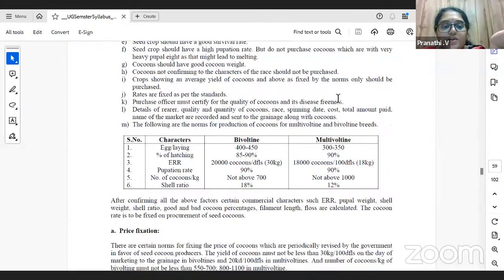So the average yield of the cocoon should be based on all of these, and that is when the prices are fixed. So as per these standards, like I told you, the rates are fixed. The purchase officer should certify the quality of the cocoon and its disease freeness. Details of the rearer, quality, quantity, race, spinning date, cost, total amount, name of the market, all of these details should be sent to the grainage along with the cocoons.